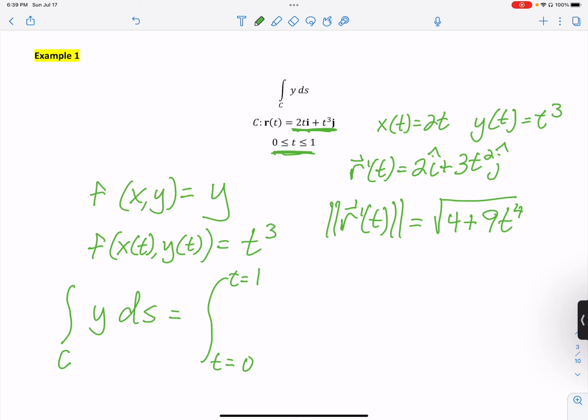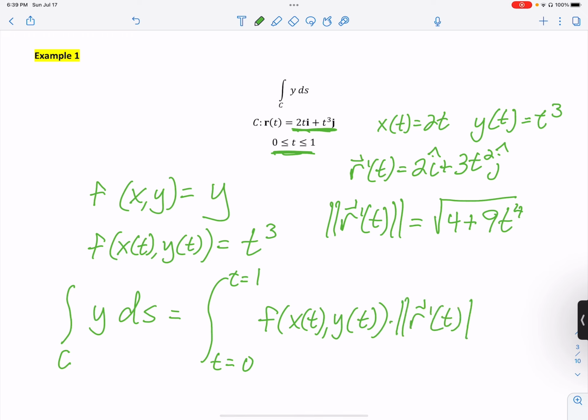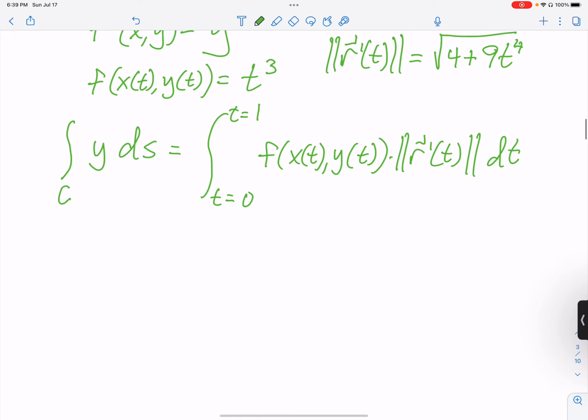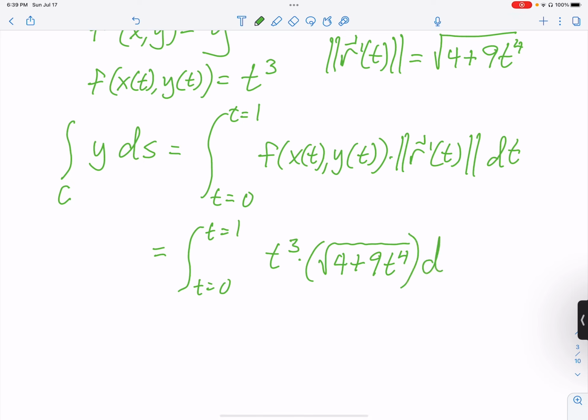And then we just take the function, remember it was f, let's just write this out, f of x of t, y of t, that's f in terms of t, times the magnitude of our curve that we're going along, dt. So I just replace everything. t equals 0 to t equals 1. That thing was t cubed times the square root of 4 plus 9t to the 4th dt.